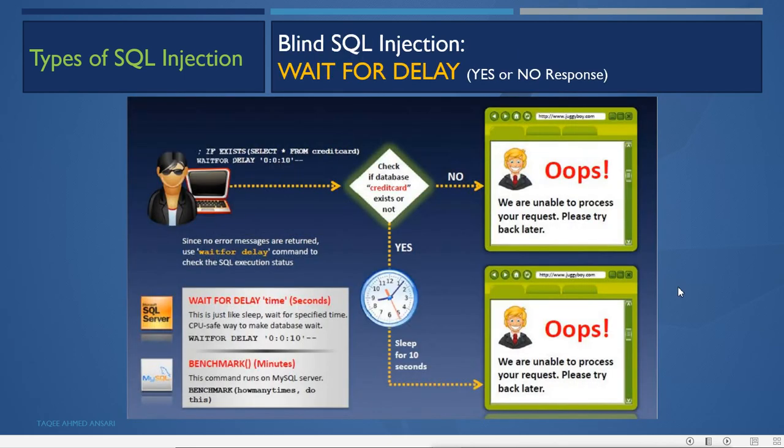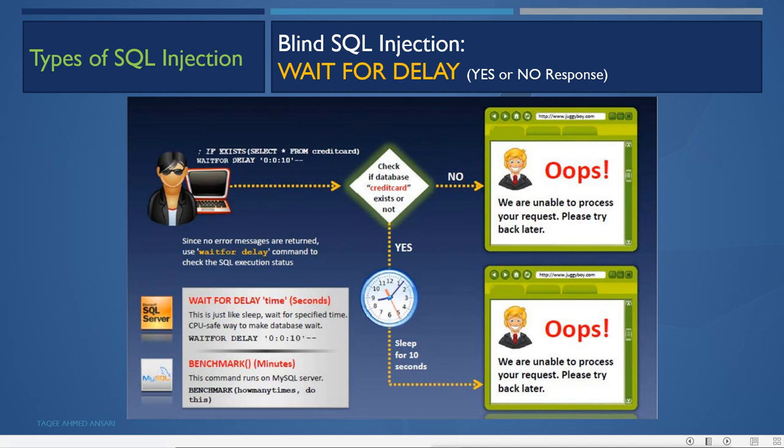Now in the blind injection, the attacker can wait for a delay, a yes or no response. So what will the attacker do? It will add a query. It says if exists, select star from credit card and wait for delay of 10 seconds. It checks if the table credit card exists or not. If it does not, it will directly say no, without waiting any 10 seconds.